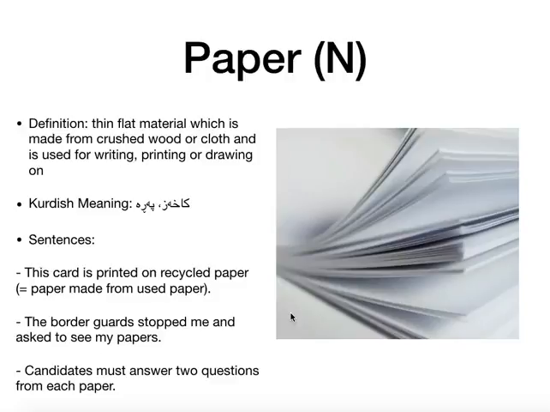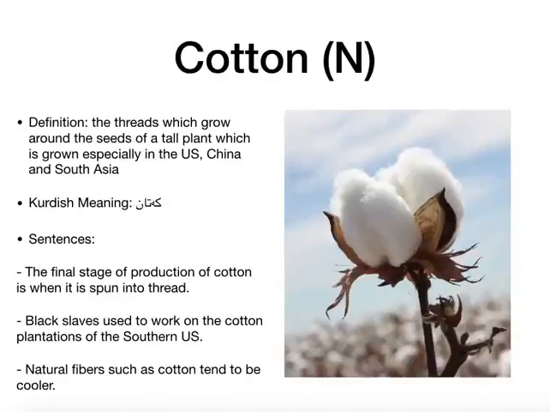Like usually in supermarkets in Europe and such places, they make their bags out of paper, recycled paper. So instead of using plastic, they use paper. An example is Primark. In the UK, they use recycled paper in order to make their shopping bags. The border guard stopped me and asked to see my papers. Candidates must answer two questions from each paper.